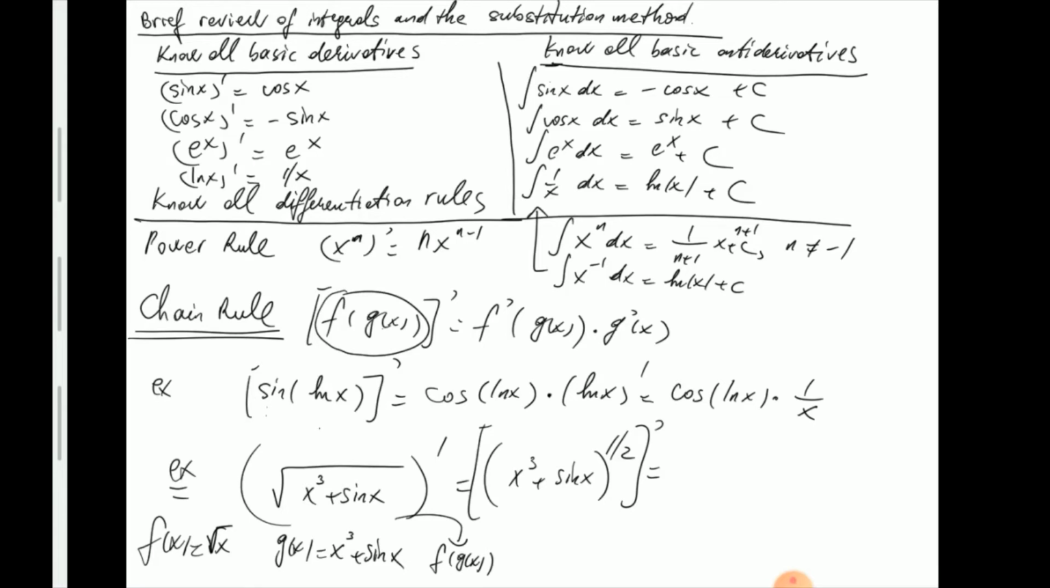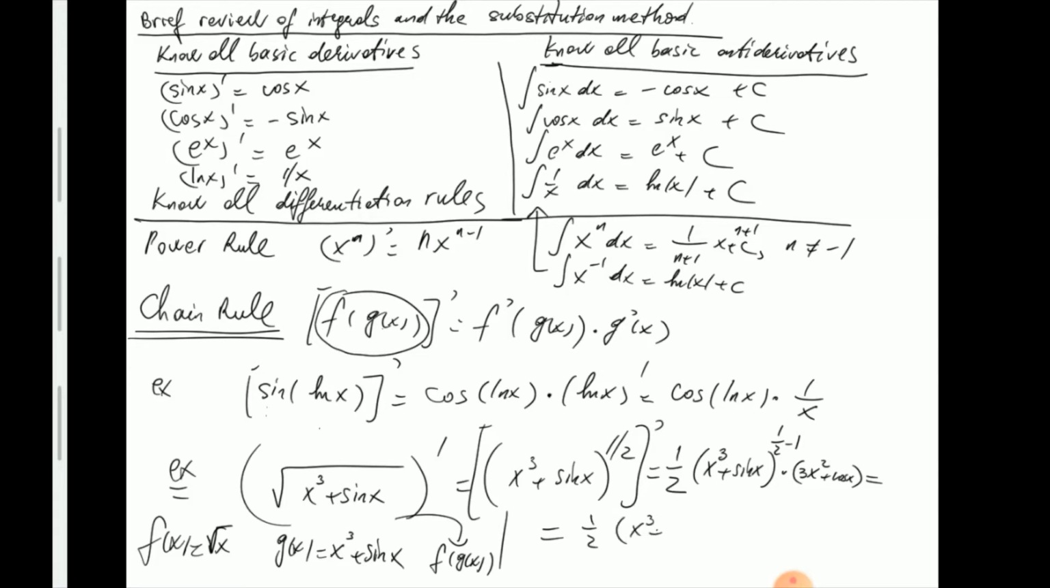So we're going to use the power rule first, keeping the internal function as it is. So 1/2 (x³ + sin x) to the power 1/2 minus 1. And then we're going to continue by multiplying with the derivative of the inside, which is 3x² + cos x. Of course, once you're done with the differentiation part, you can simplify as needed.